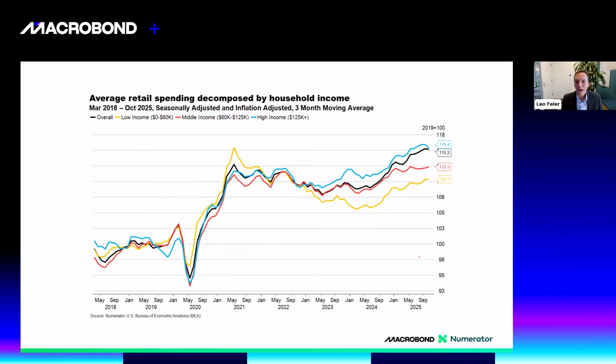I will rebase this, and you can basically see that if we put everyone on the same starting point, index 2019 equals 100, you see the K-shaped economy. You see higher income consumers basically increasing their spend in real terms. You see the cutback amongst low-income consumers, and you then see a little bit of recovery since 2024 in terms of how much they're spending, but you see this bifurcation of the consumer.